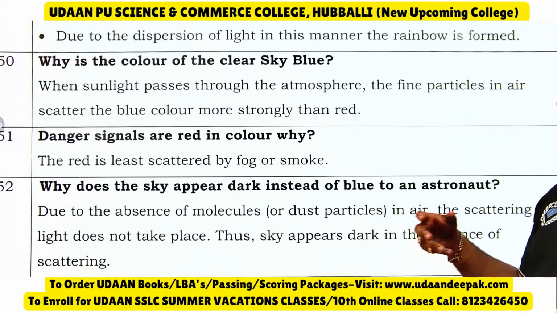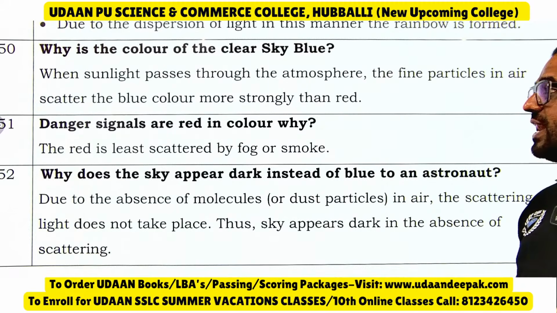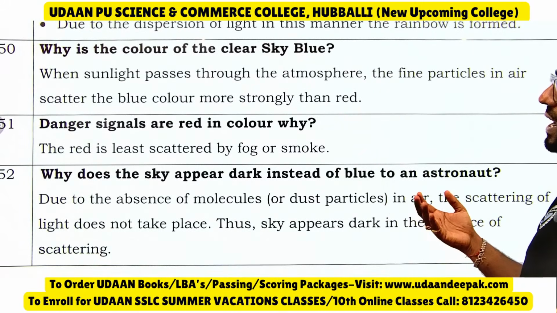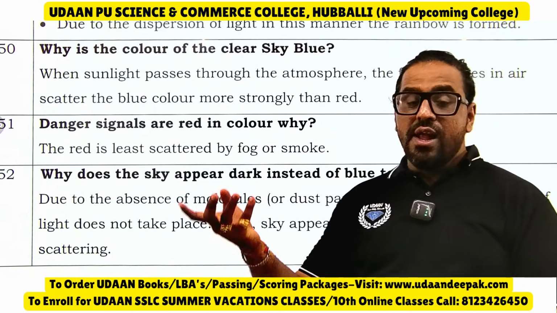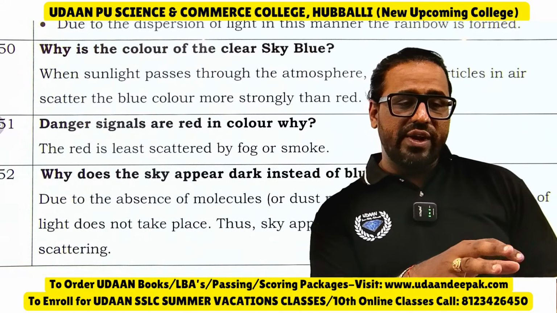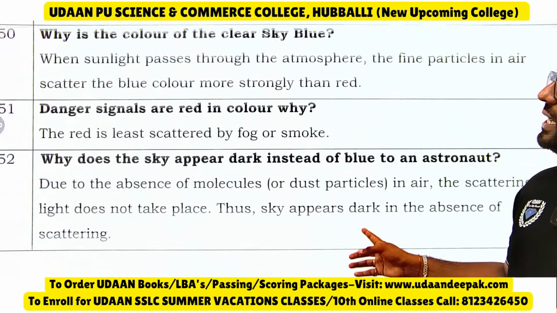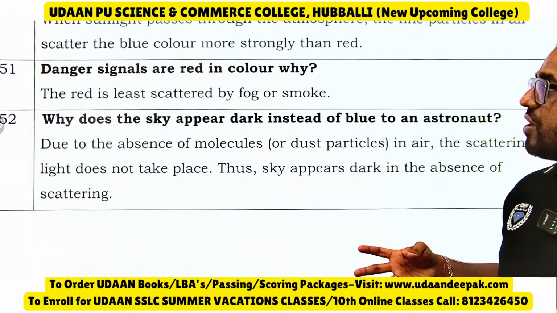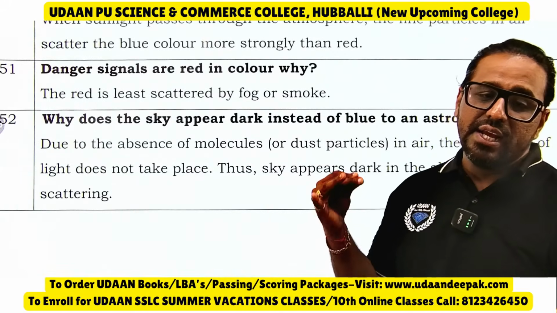Then why is the color of the sky blue? When sunlight passes through the atmosphere, the fine particles in the air scatter blue color more strongly than red color. It is because of the Tyndall effect. You should be able to know this. Then danger signals are red in color because they are least scattered by fog and smoke.